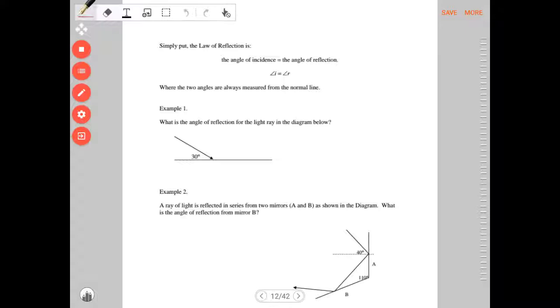Simply put, the law of reflection is the angle of incidence equals the angle of reflection, or angle I equals angle R, when the two angles are always measured from the normal line.